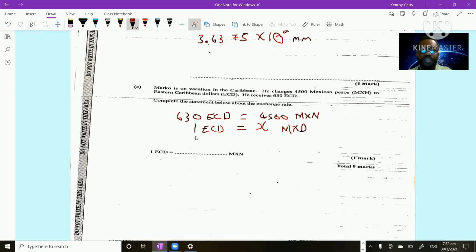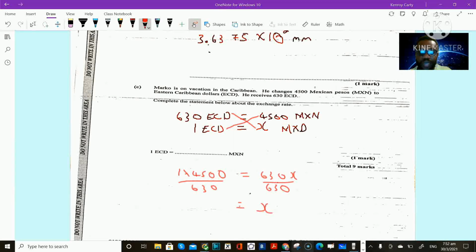Okay. Of course, using this comparison here, we're going to end up cross multiplying. All right. So we're going to go that times that and this times this. So I'm going to have 1 times 4,500 is equal to 630 X. X is what we want. So of course, we're going to divide both sides by 630, since we are multiplying the 630 by X. So therefore, I'm going to have 4,500 divided by 630.